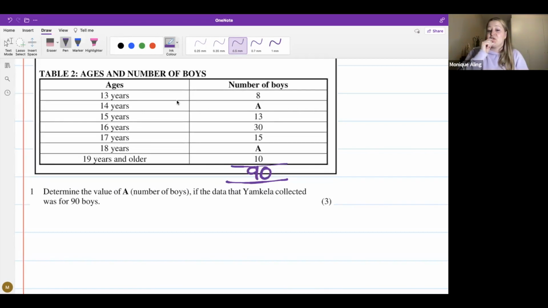Okay, so this is one way you can check if it's correct, right? So you're saying 13 minus 8, which would be 5, right? Yes. And 10 minus 15 is also 5. Now, if you add up all these numbers, 8 plus 5 plus 13 plus 30 plus 15 plus 10, would you get 90?